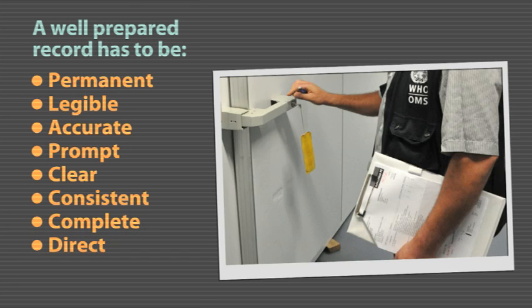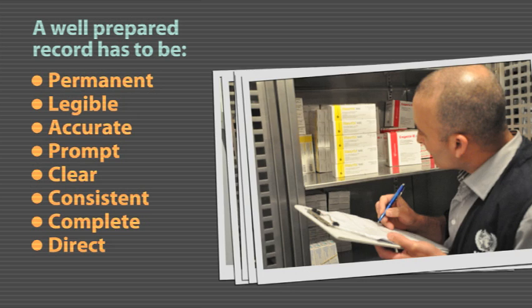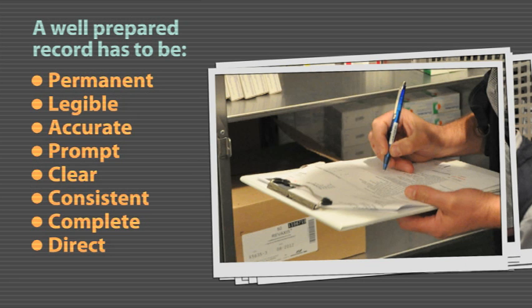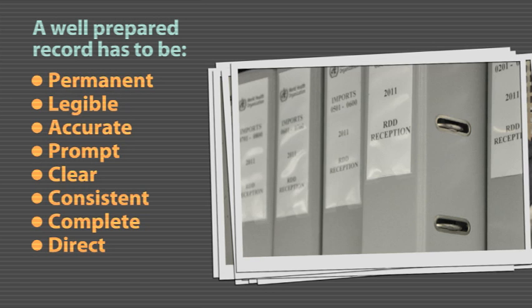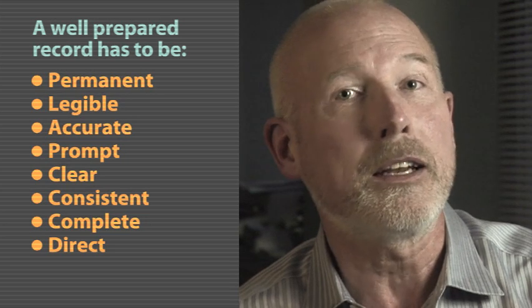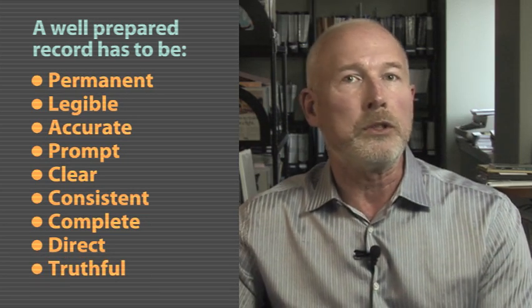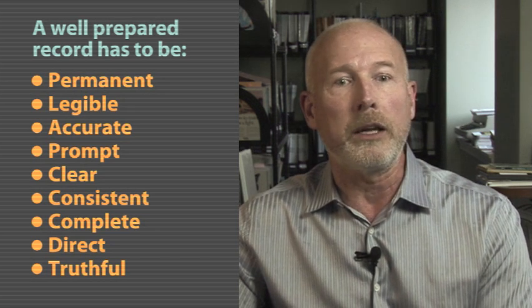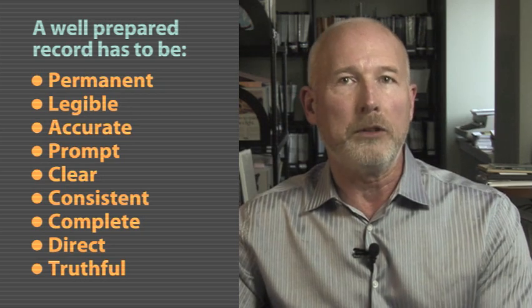Direct. Information is recorded directly onto the proper form, laboratory notebook, or computer system. You don't want to put information on the back of envelopes or in a place where it can be lost. Finally, the most important characteristic. Everything in a document must be truthful. Truthful means that all entries are, to the writer's knowledge and ability, what really occurred. You want that record to be reliable and trustworthy.